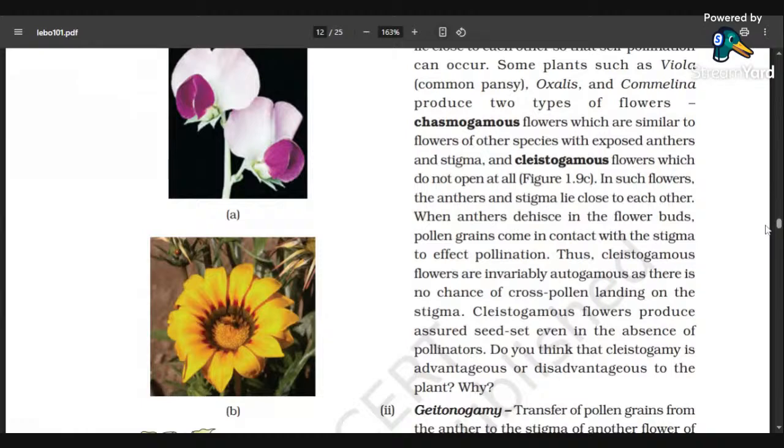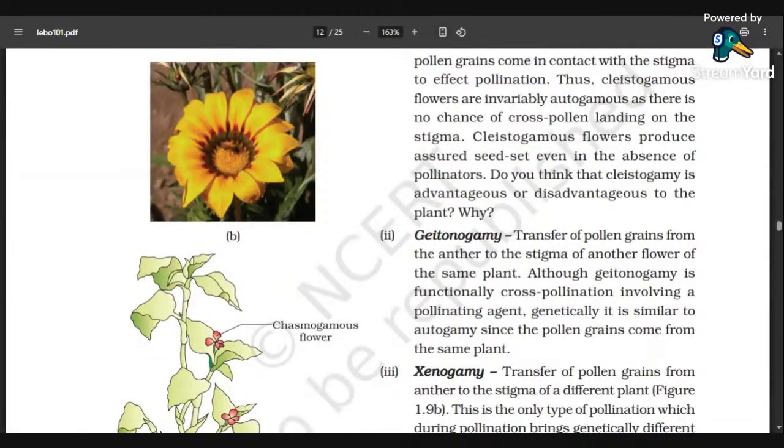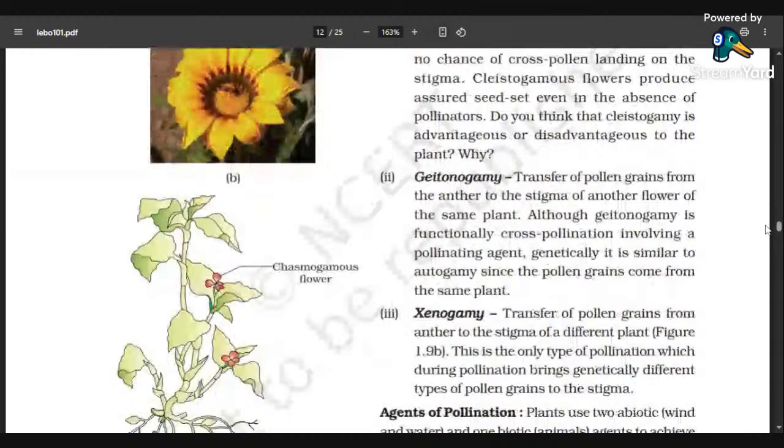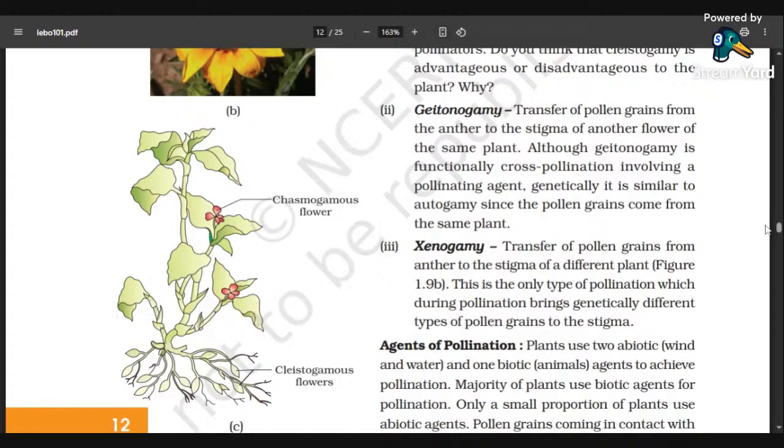Geitonogamy. Transfer of pollen grains from the anther to the stigma of another flower in the same plant. Although geitonogamy is functionally cross-pollination involving a pollinating agent, genetically it is similar to autogamy since the pollen grains come from the same plant. Xenogamy. Transfer of pollen grains from anther to the stigma of a different plant. This is the only type of pollination which during pollination brings genetically different types of pollen grains to the stigma.